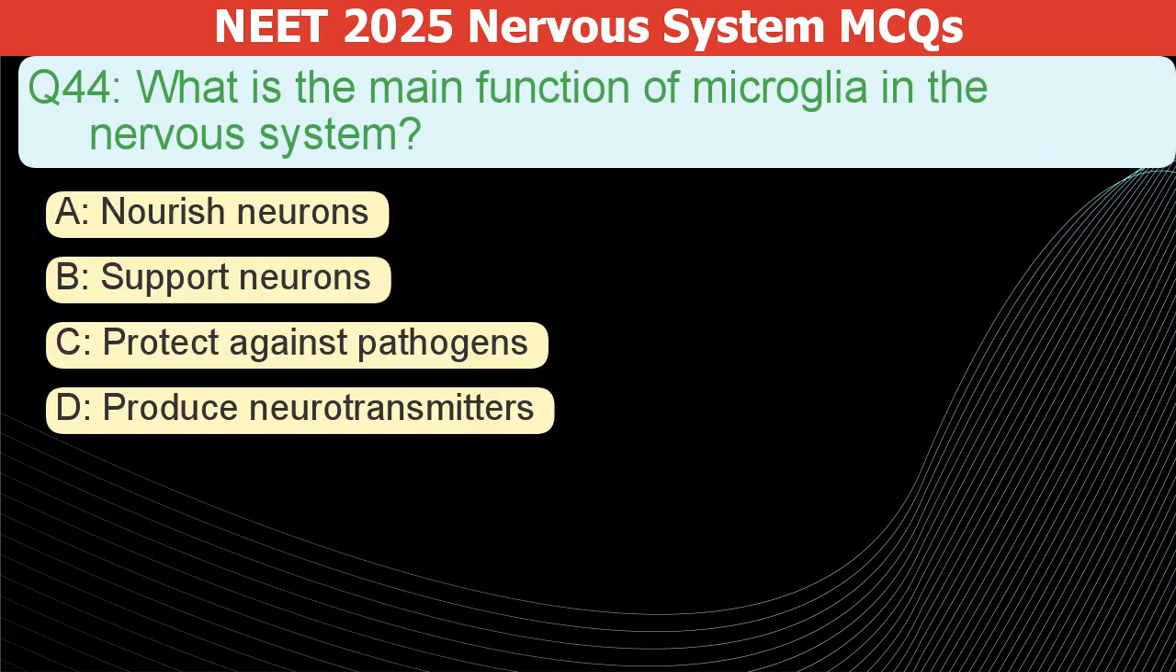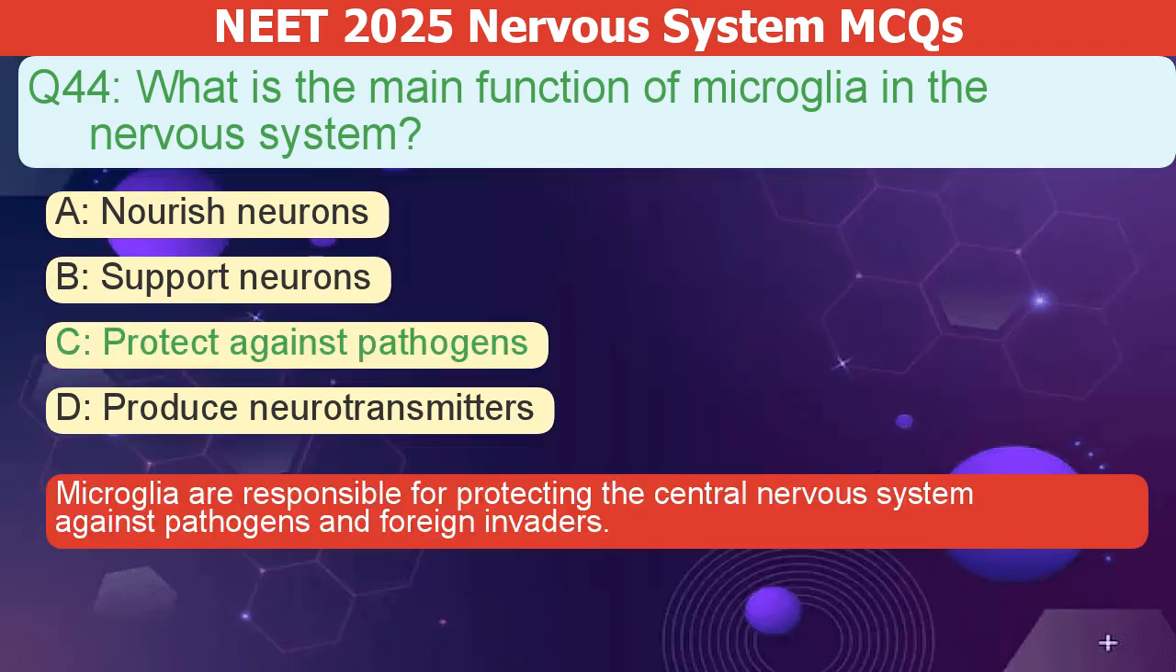What is the main function of microglia in the nervous system? A. Nourish neurons. B. Support neurons. C. Protect against pathogens. D. Produce neurotransmitters. The correct answer is C. Microglia are responsible for protecting the central nervous system against pathogens and foreign invaders.